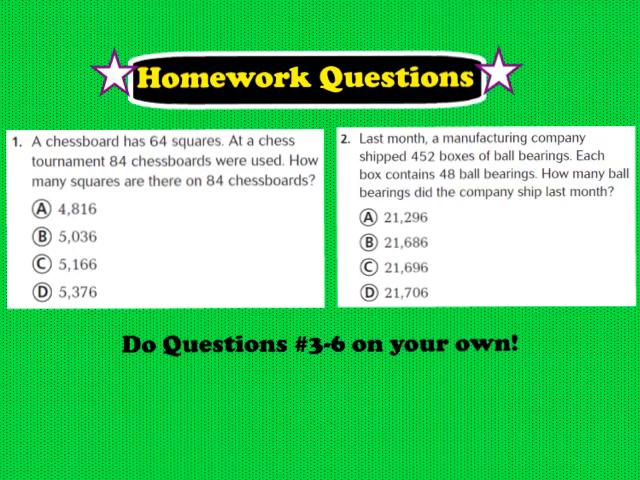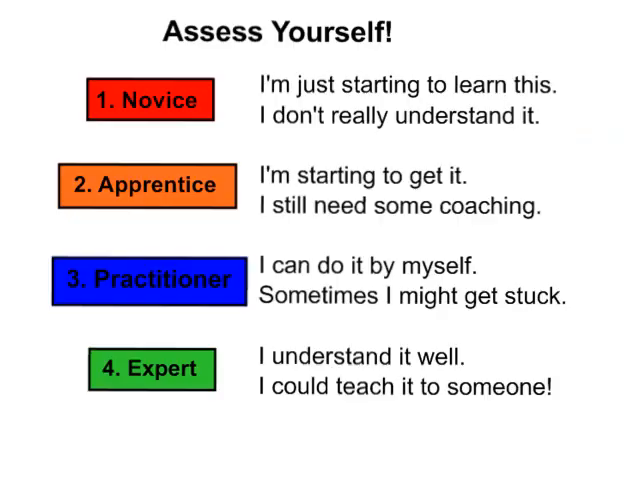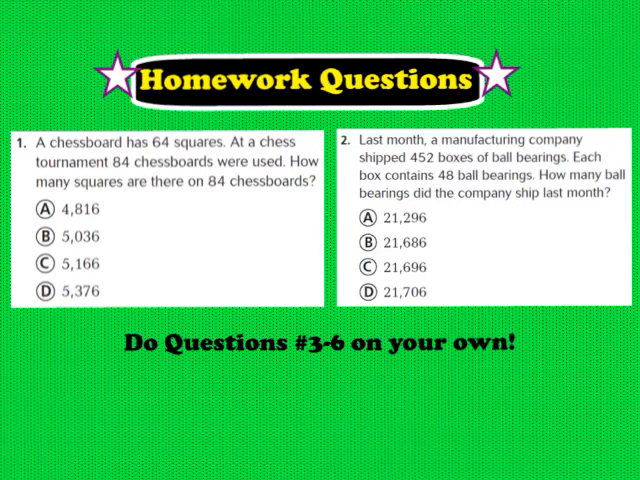Now, let's take a look at your homework questions. You need to complete questions number 1 and 2, as well as numbers 3 through 6 from your Go Math workbook on page 16. Now, don't forget, somewhere on your homework page you need to let me know, do you feel like you're number 1 a novice, number 2 an apprentice, number 3 a practitioner, or number 4 an expert? Don't forget, your homework questions for tonight are numbers 1 and 2, as well as 3 through 6, found on page 16 in your Go Math workbook.